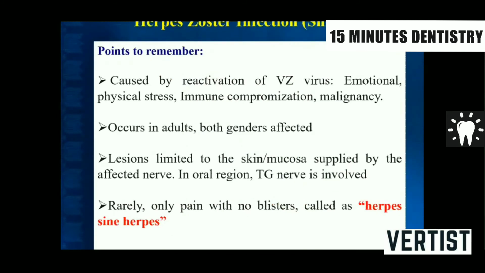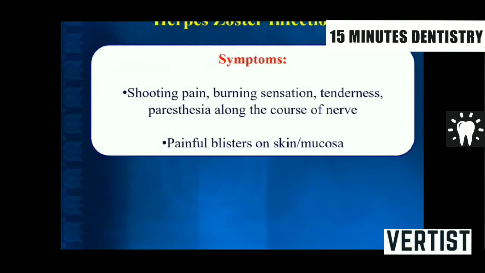What points you must remember about herpes zoster or shingles, which is very commonly asked, is that it is caused by reactivation, occurs in adults, and both genders are affected. Very characteristically, lesions are limited to the skin or mucosa supplied by the affected nerve. In oral lesions, of course, the trigeminal nerve is involved. Sometimes the lesion may be missing, and the patient complains only of pain along the nerve. So this is called zoster sine herpete, herpes without herpes. The lesion is not visible, but the patient complains of pain.